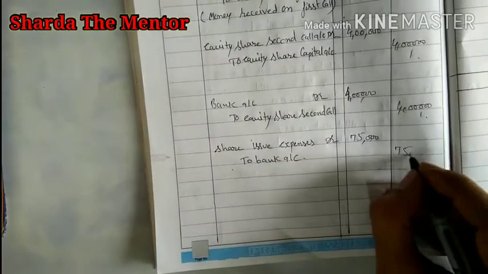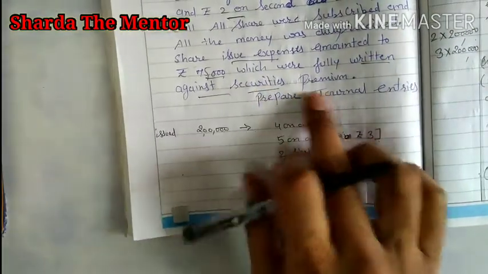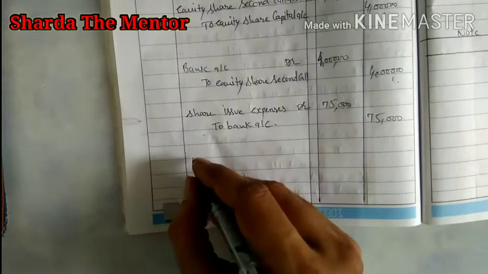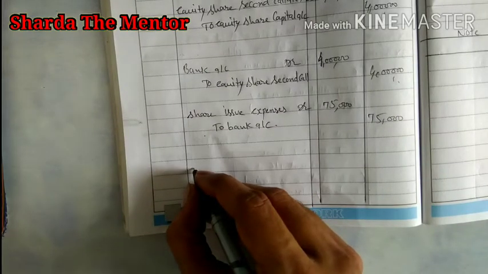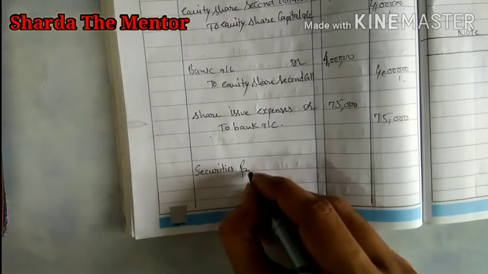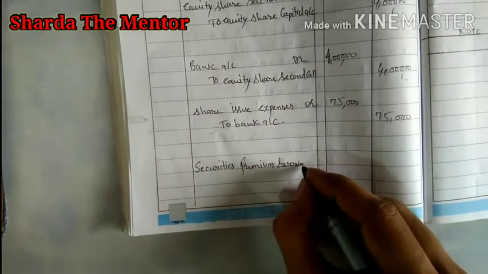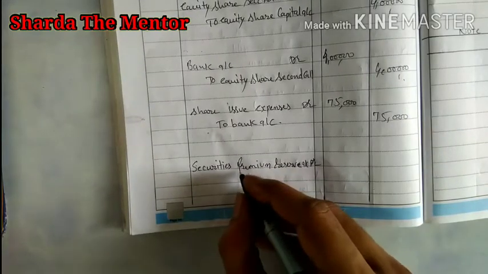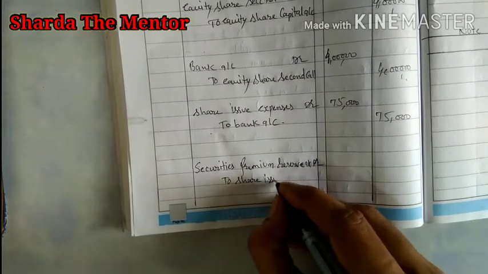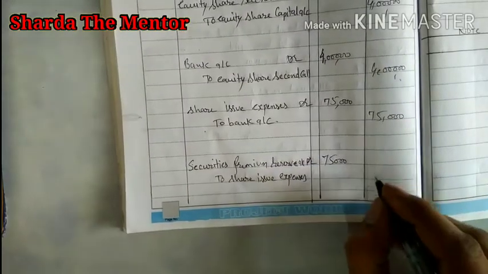Now in the question it is also written that share issue expenses should be written off against security premium reserve. Although we have paid that 75,000, we have to cover that 75,000 from the security premium reserve, or transfer it. So securities premium reserve account debit to share issue expenses. So that 75,000 we have covered from security premium reserve.